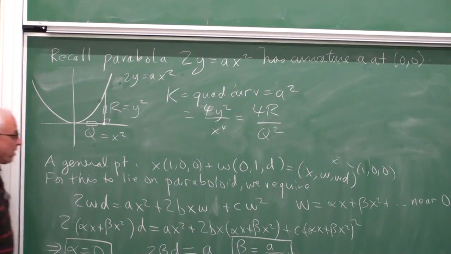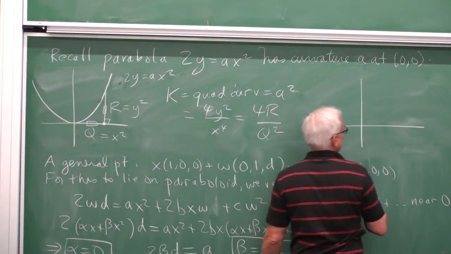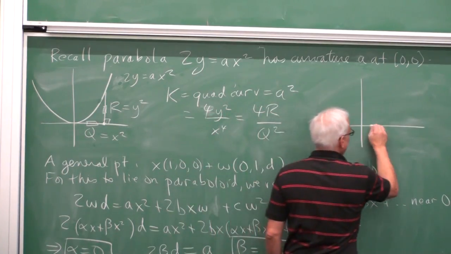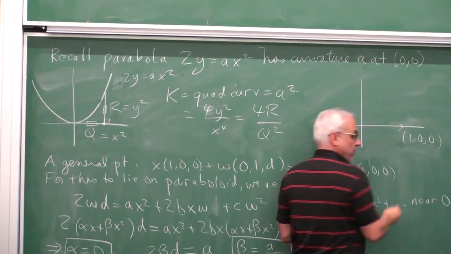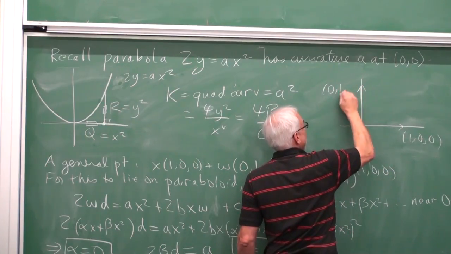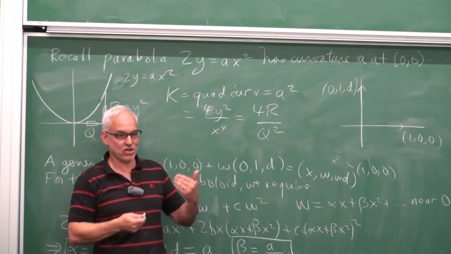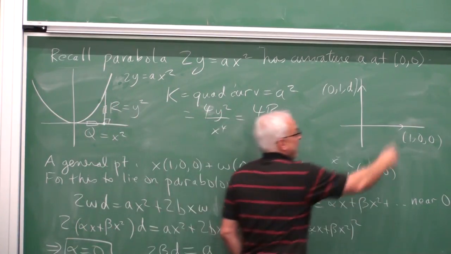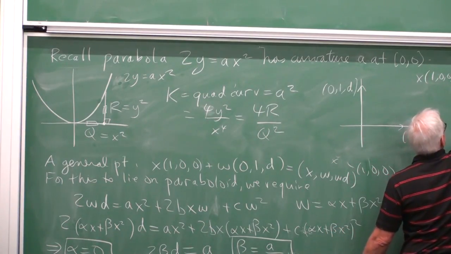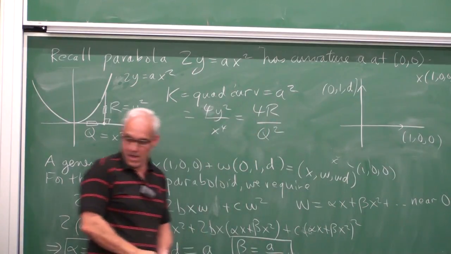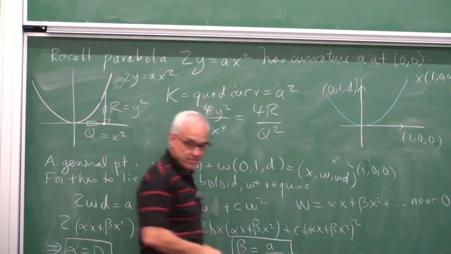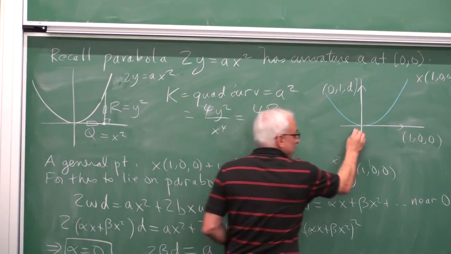All right, so what did we have over here? Go back to our diagram, and I'm going to take that plane that was originally slanting and write it on the board so we can see it more clearly. Here is the vector 1, 0, 0, one of the directions in the plane. And here is the other vector, 0, 1, d. We were looking at x times 1, 0, 0 plus w times 0, 1, d. In that slanted plane there will be this cross section, which locally near 0 looks like a parabola.